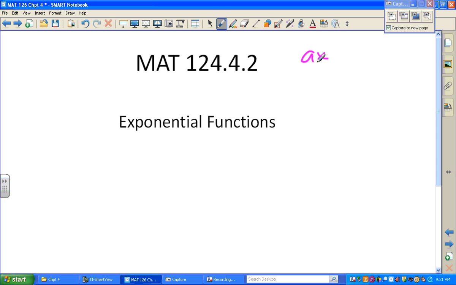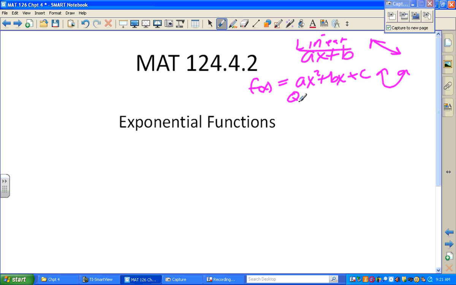AX plus B? That works. What type of function is that? That's a linear function. We just talked about that. What other types of functions are there? Linear makes a straight line. Colin? Good. That makes a quadratic function.